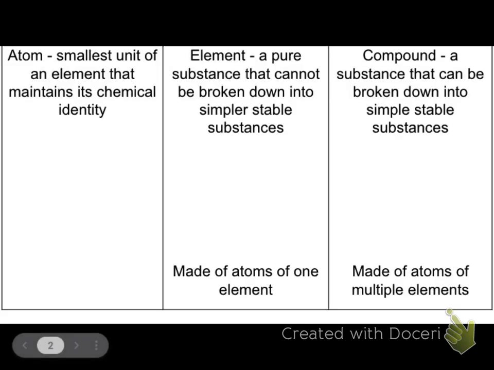Okay. All right, so we have here a table. You have the table at the top of your notes. Let's start with just the atom section. So go ahead and you can just type that definition in for me. Atoms are the smallest unit of an element that maintains its chemical identity.